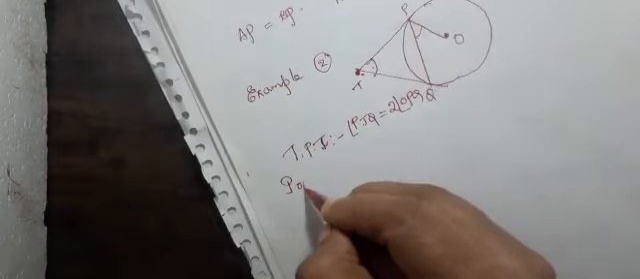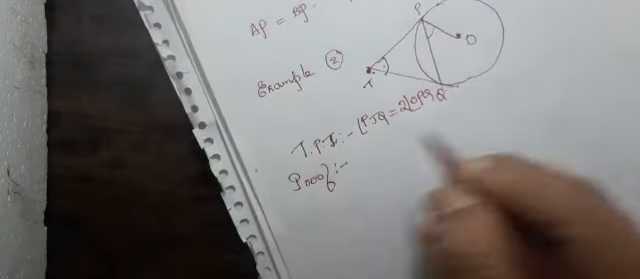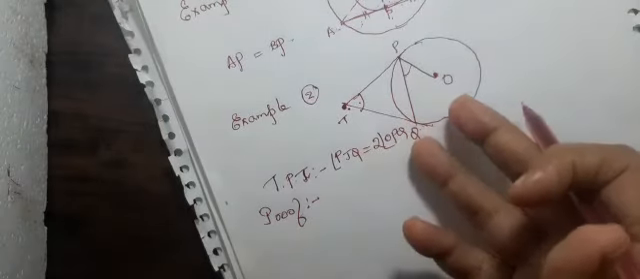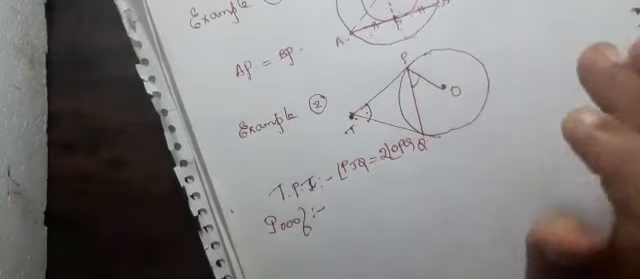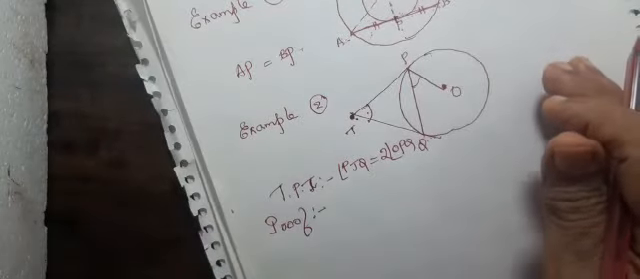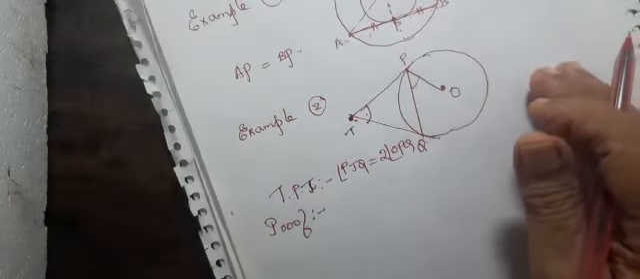Now, in order to prove, you should know many things here. See, this problem also can be done in two ways. Two methods we can do. But I'll show you one method which has been done in the textbook.